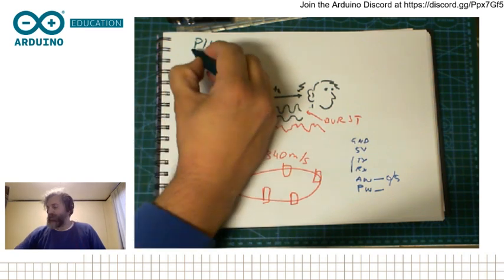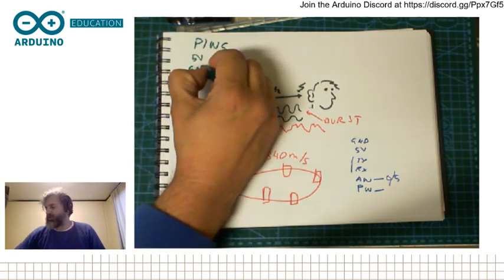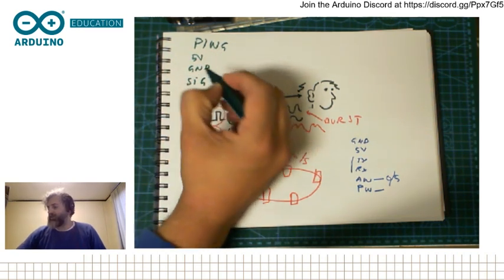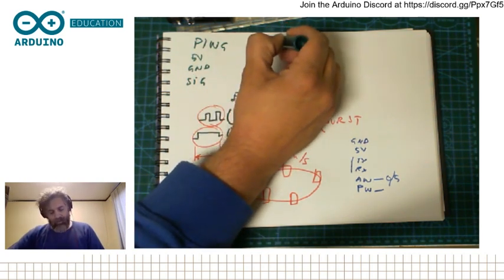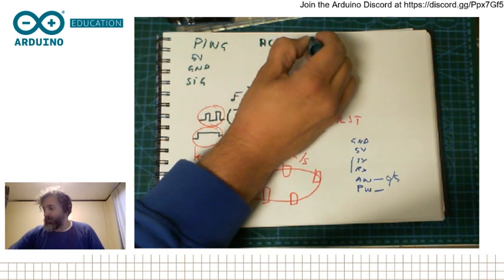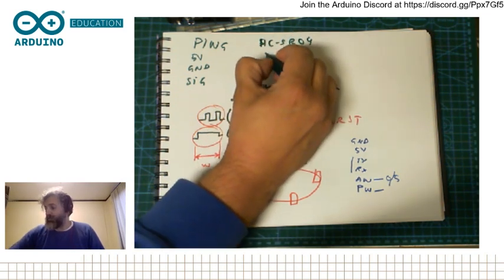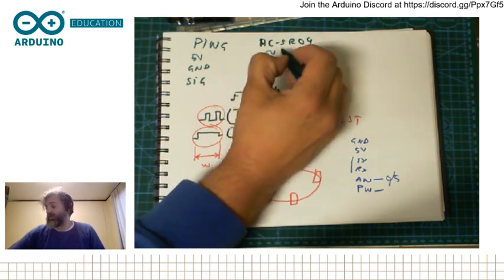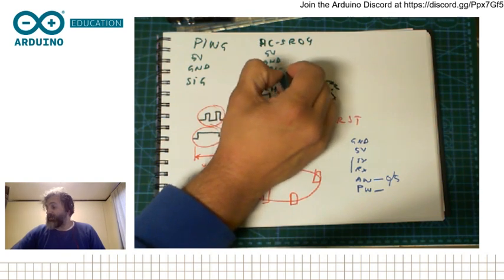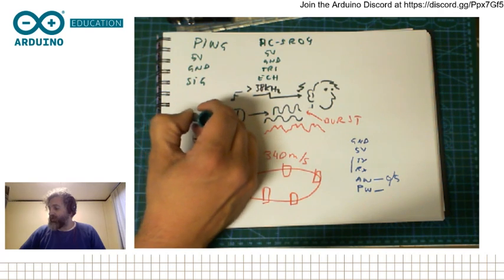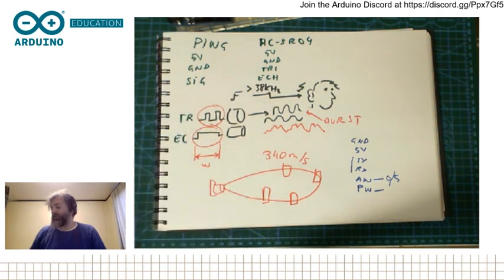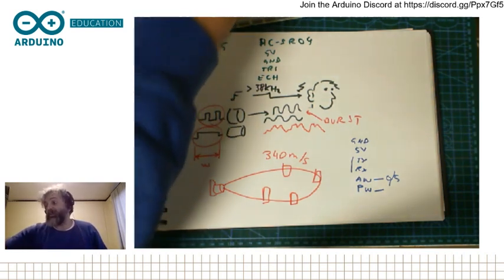The Ping sensor has 3 pins: 5 volts, ground, and signal. But the HC-SR04 has 5 volts, ground, trigger, and echo. This means it has a pin for the trigger and a pin for the echo. So it separates both, and that is actually an advantage in a way.